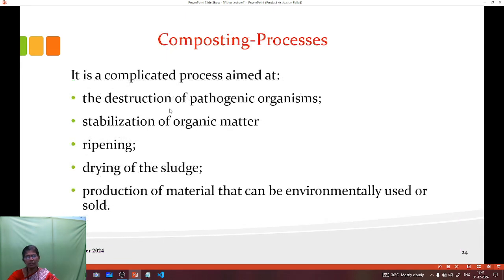This process involves first the removal of pathogenic organisms, then stabilization of the organic matter, then ripening. After some time it will ripen and the sludge will dry. Then finally the product is environmentally safe, and it is sold in the market as compost.